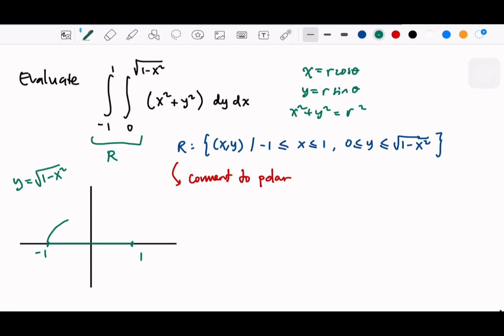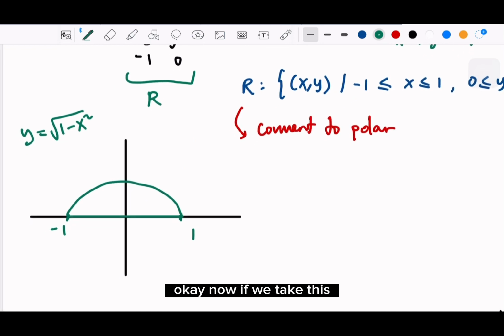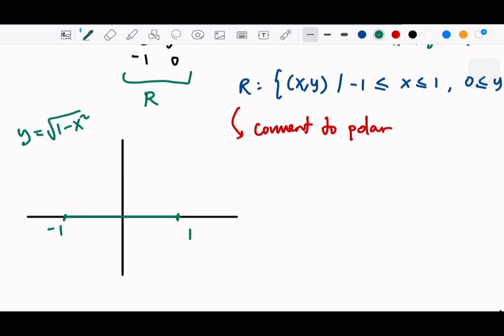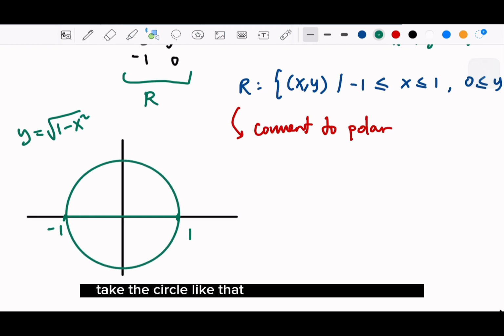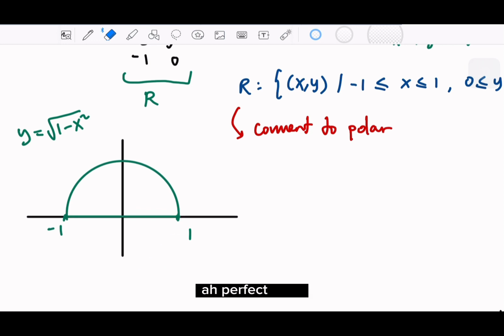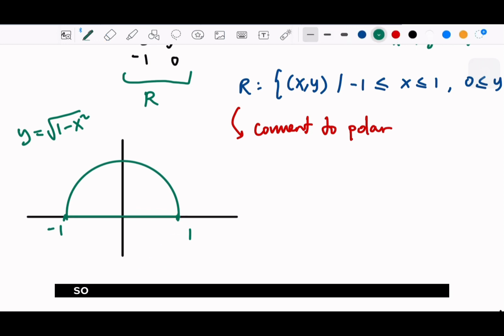Still not perfect, but I think still okay. Okay, now if we take this, I think it's not a circle. How about we just take the circle like that, right? And then I erase the part here. Ah, perfect. Okay, so this one is y equals square root of 1 minus x squared.